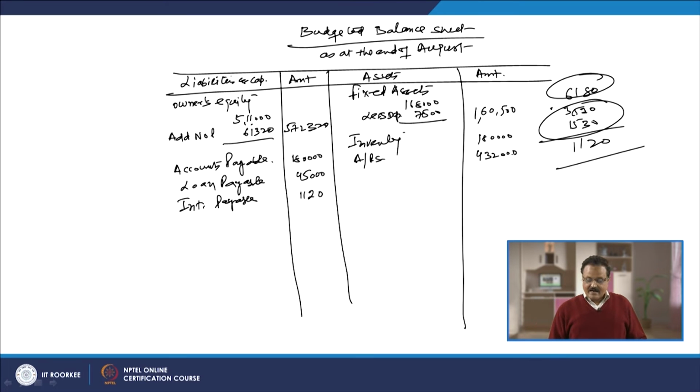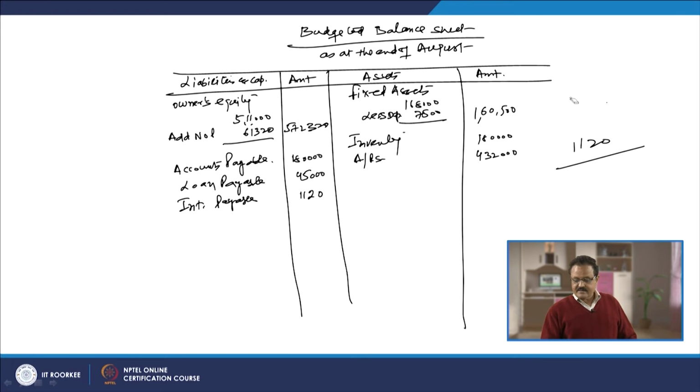$432,000. These are the accounts receivables. Now, how have we calculated this figure? Let us now understand this. Accounts receivable 432,000. How have we calculated this accounts receivable?